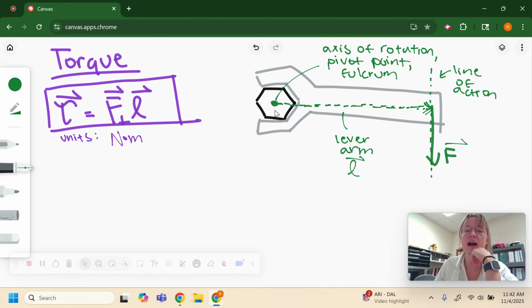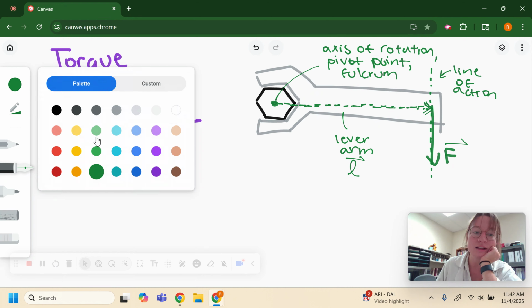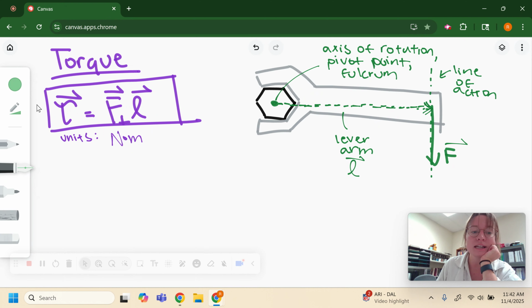If you want to find the size of the torque that's applied to this bolt here, the size of the torque would be the force that you applied to the end of the wrench times the length of the lever arm. And that is the torque that will cause this bolt to move. To find it, you just multiply these two values together. Now, something that you'll notice here is that you're looking for the force that is perpendicular to the length of the lever arm like this.